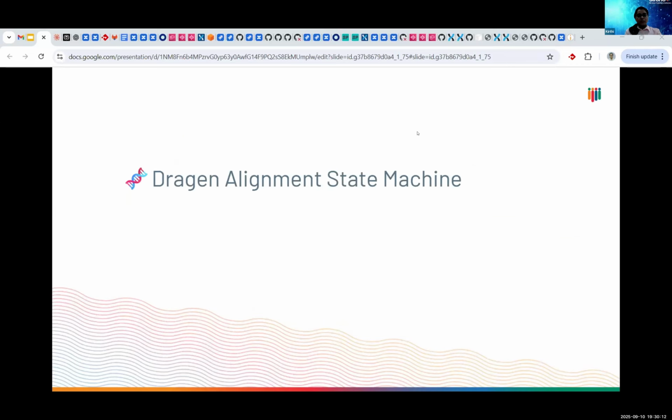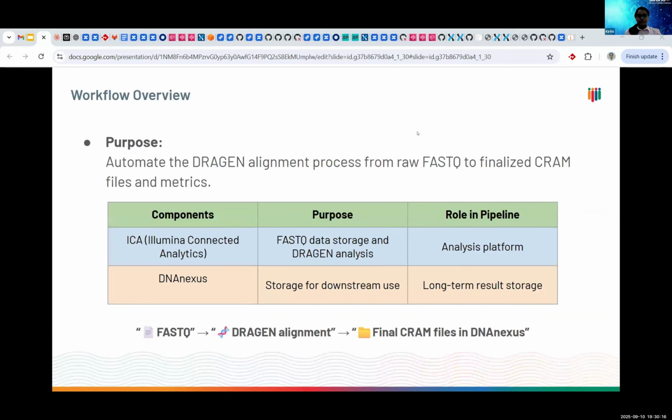So now let us talk about the DRAGEN alignment state machine. This state machine is designed to automate the whole DRAGEN alignment process. That means taking the FASTQ files that were produced from the previous state machine and then aligning them against a reference genome, which ultimately gives us the CRAM files and metrics. In this process, the two main systems used are ICA and DNAnexus.